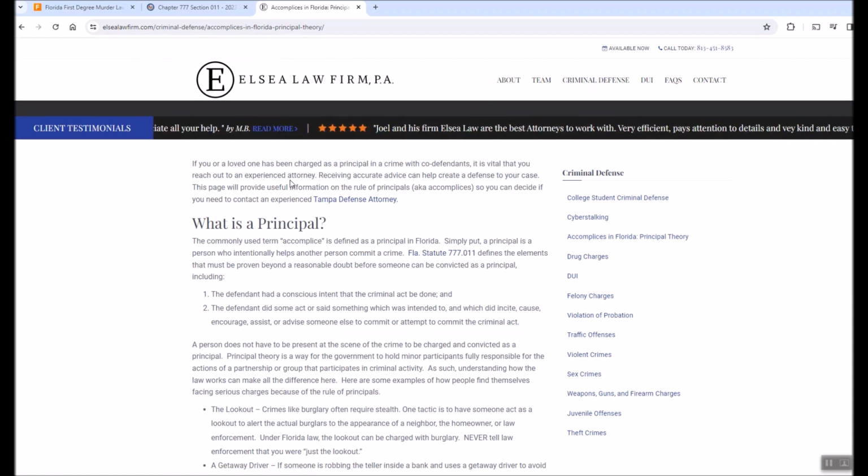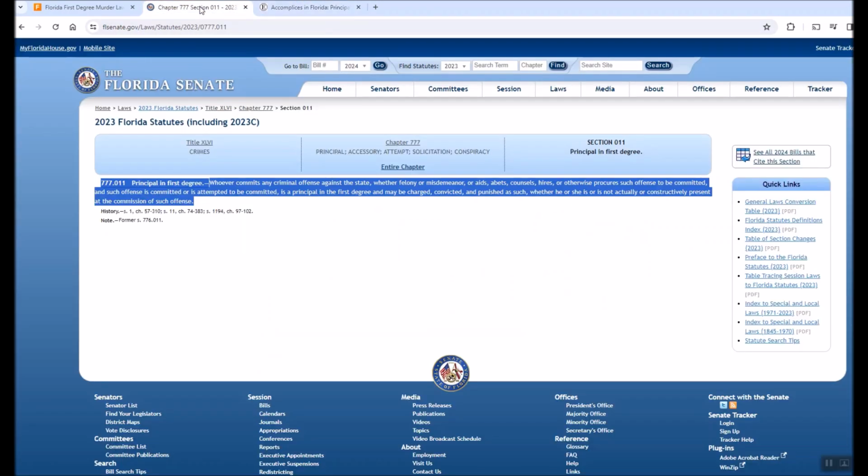Now this is just a defense attorney's opinion. Let's go look at the law. And here you go. Section 777.011. Principal in first degree.